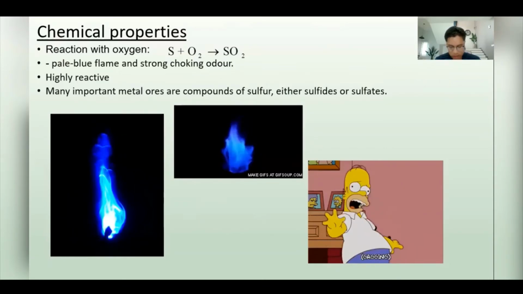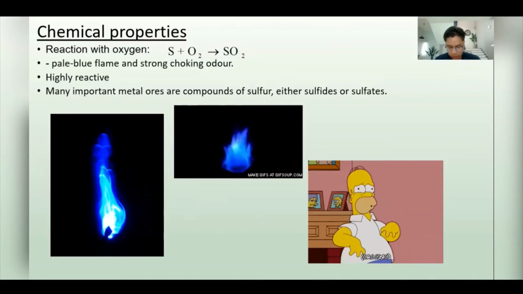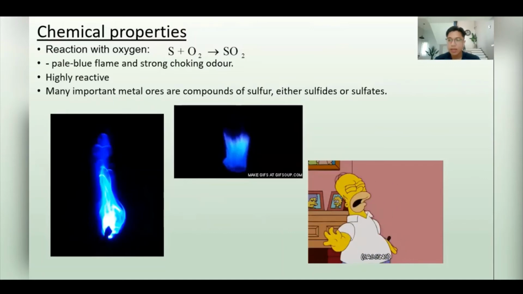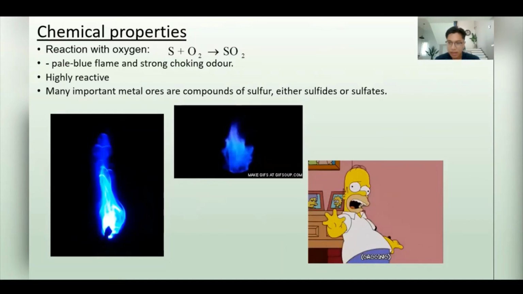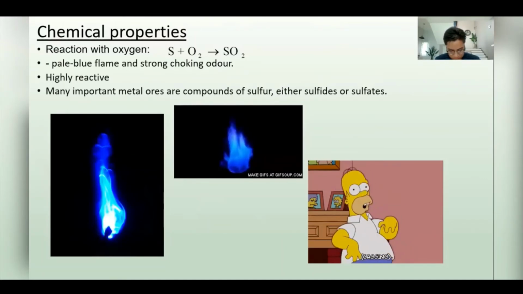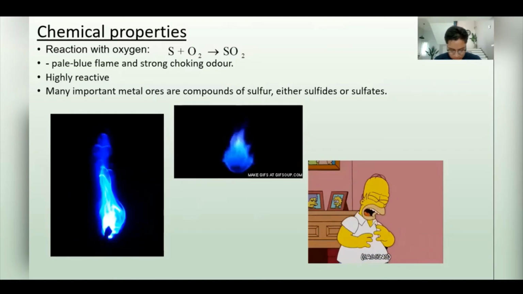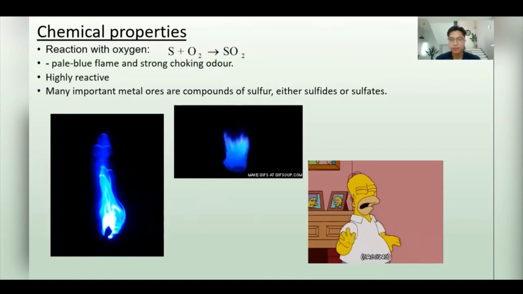Many important metal ores are compounds of sulfur, either sulfide or sulfate. For example, cinnabar, mercury sulfide (HgS), stibnite, antimony sulfide (Sb2S3), and galena, a lead sulfide (PbS).